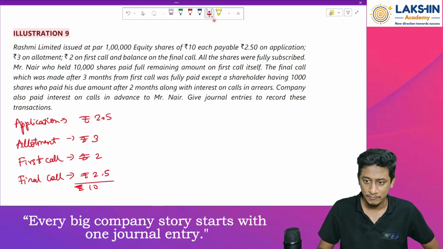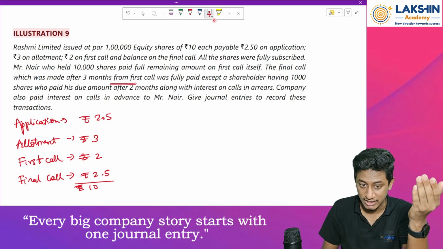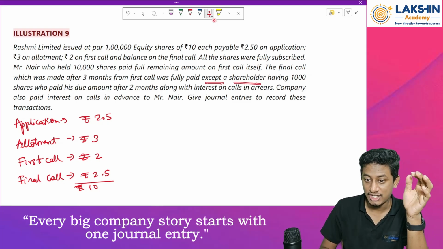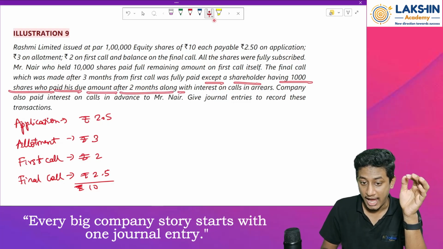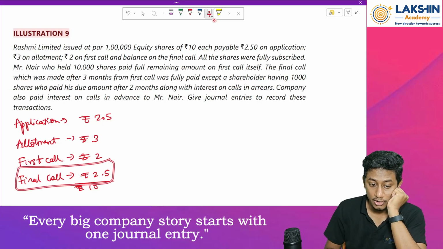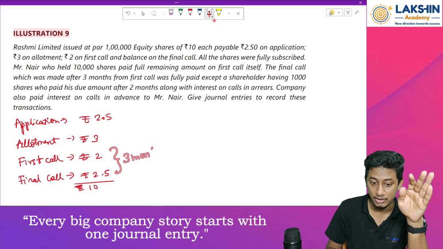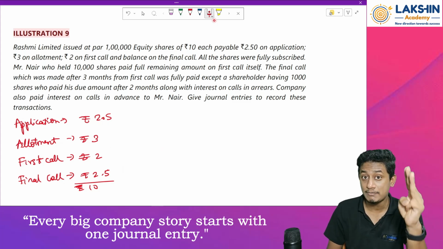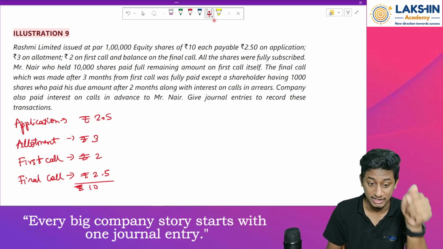Take and go. Okay. Now, the final call, which was made after 3 months from the first call, was fully paid. Except a shareholder having 1,000 shares who has paid his due amount after 2 months along with the interest on calls in arrears. So now what has happened? On the final call, everybody has paid me the money. See, the difference between these both is 3 months, remember. From first call till the final call, there is a 3 months difference. So why is this part given to us? For computation of interest. Why? Because Mr.